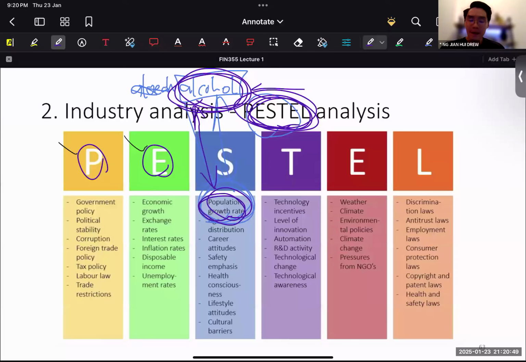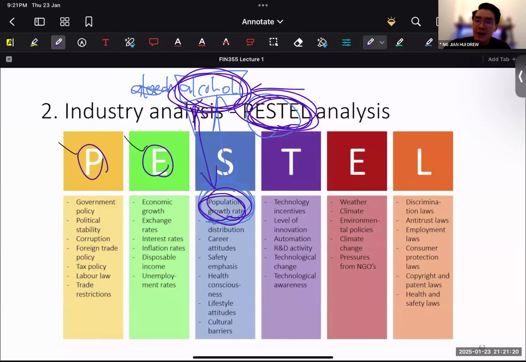Okay, so for the Porter's Five, generally how it's being used is usually all five forces are being described, right? For the PESTLE, normally it's very good to use all the letters of PESTLE as well. But I noticed that it becomes very laborious to go through every single PESTLE.